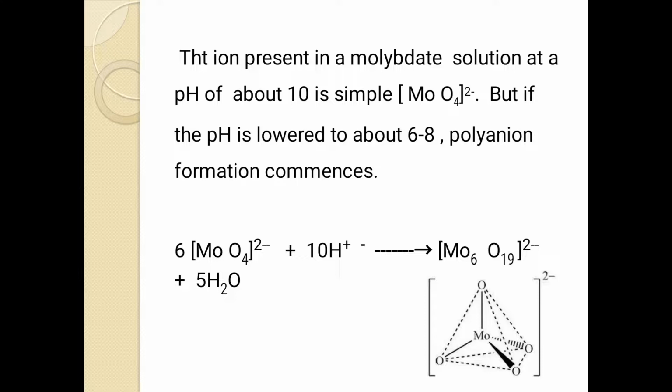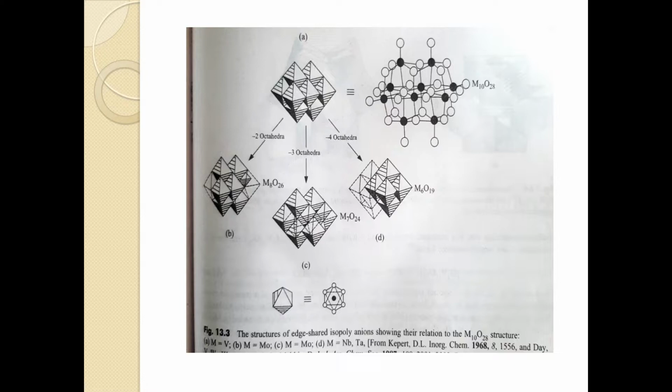The ion present in the molybdate solution at a pH of about 10 is simple MoO4 2-, but if the pH is lowered to about 6 to 8, polyanion formation commences. The reaction is given below. The structure of isomolybdates is given in this slide.